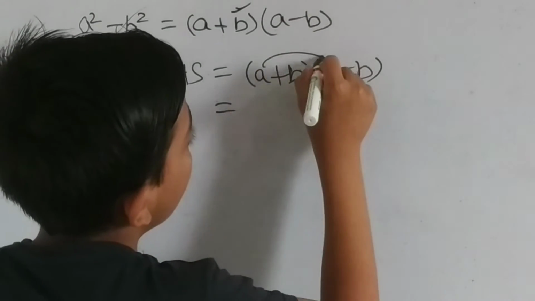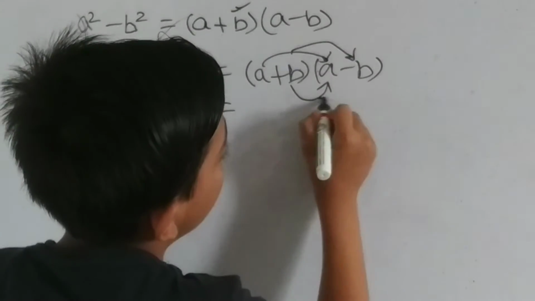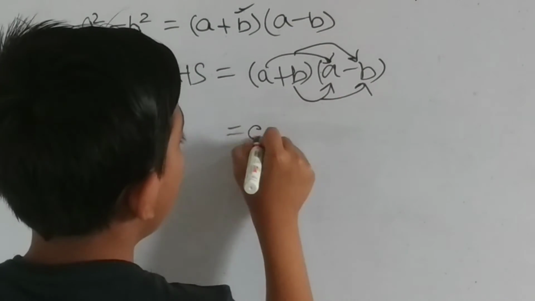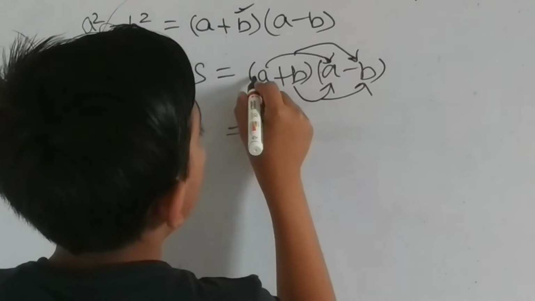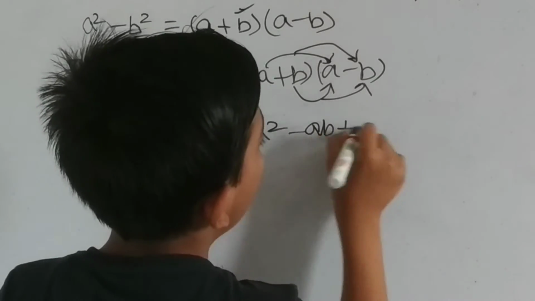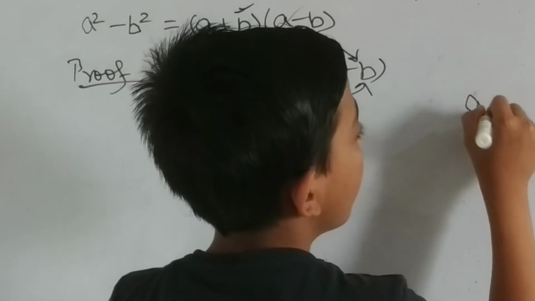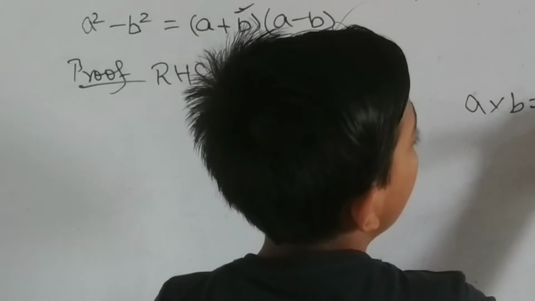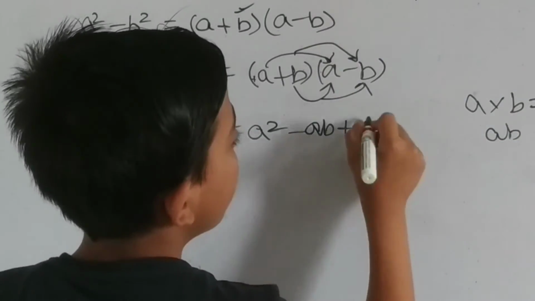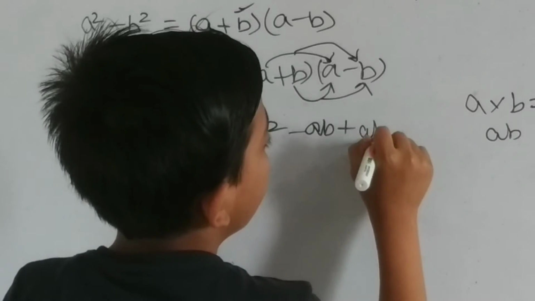So now a will be multiplied by this a and this b. This will be multiplied by this and this. Now a multiplied by a is a square. Here plus and minus is minus ab plus ba, and by commutative law we know that a into b equals b into a, that is ab equals ba. So we can write ab in place of ba, so it is ab plus ab. So we can write ab.